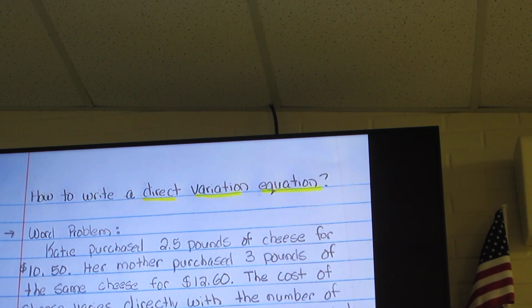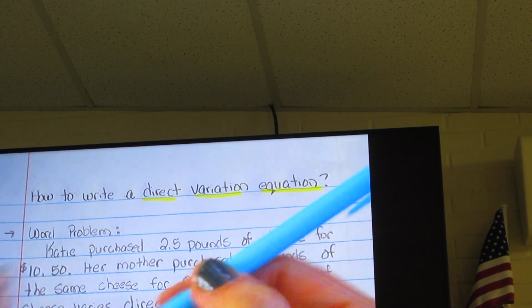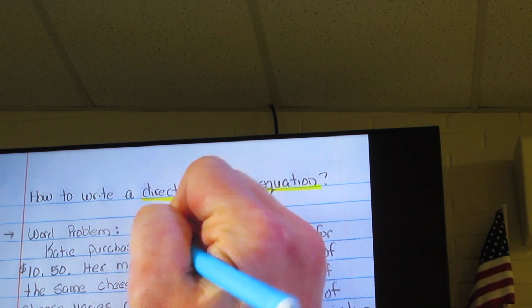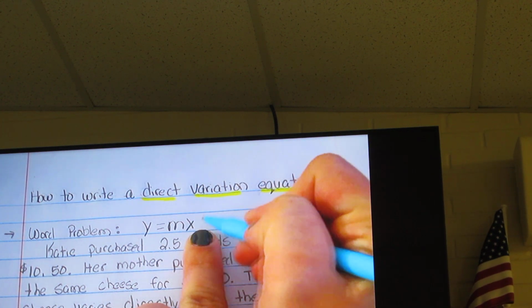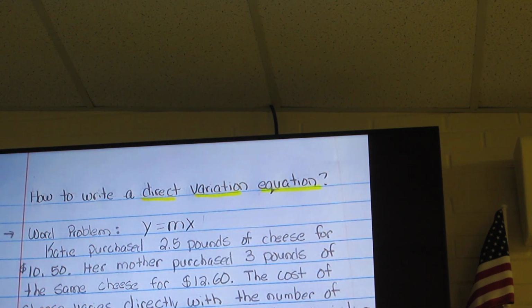First of all, the direct variation equation is in the form y equals mx. So it's almost slope-intercept, but it's not because we don't have a b. All right, we don't have an initial amount. Okay, so let's read the problem.